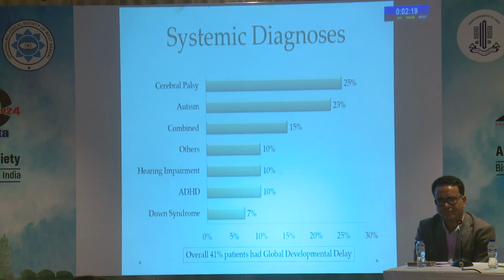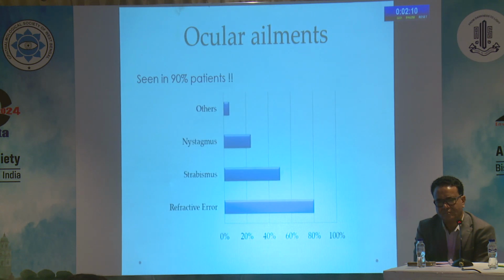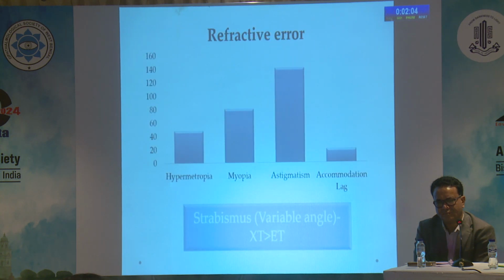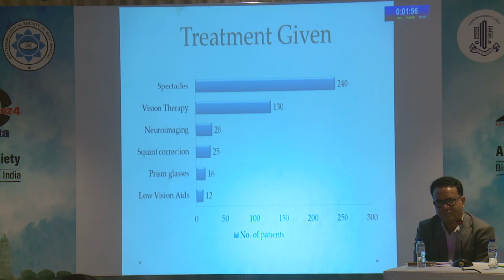40% of patients had global developmental delay, with cerebral palsy being the most common cause, along with some behavioral abnormalities like autism and ADHD. Ocular ailments were seen in 90% of patients, with refractive error being the most common problem, followed by strabismus. Amongst the refractive errors, astigmatism was the highest, and strabismus was of variable angle, with exotropia being more common than esotropia. The management included spectacles, vision therapies, low vision aids, and only 25 patients underwent squint correction surgery.